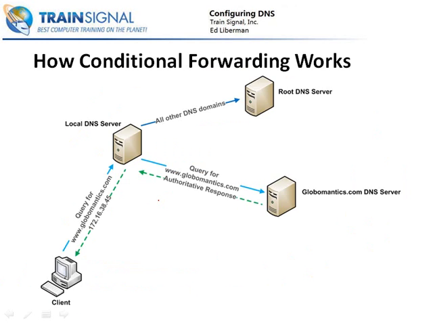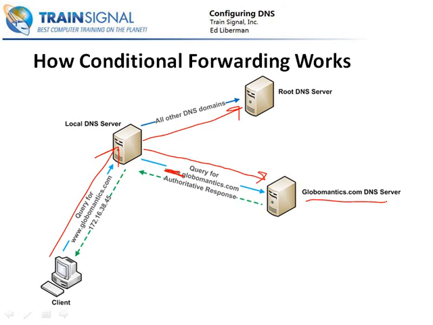Now, with conditional forwarding, we are set up for the client to ask a local DNS server. In this case, the local DNS server has two settings. First of all, it has all other DNS domains, and it has a conditional forwarder for any queries asked of it for the globalmantics domain. This really shouldn't say www here. Let me just cross that out. This should just say any queries for the globalmantics.com domain forward to this specific DNS server.